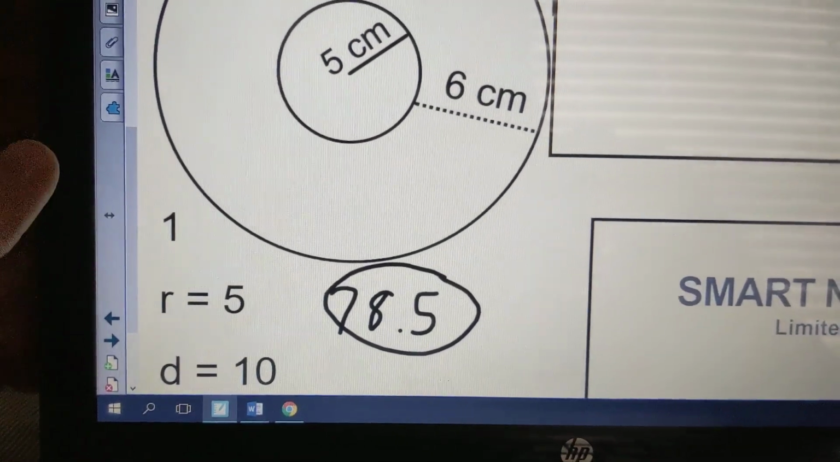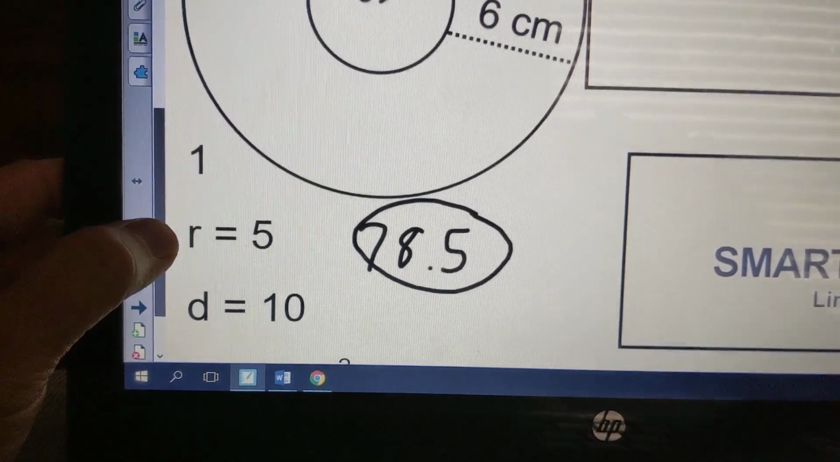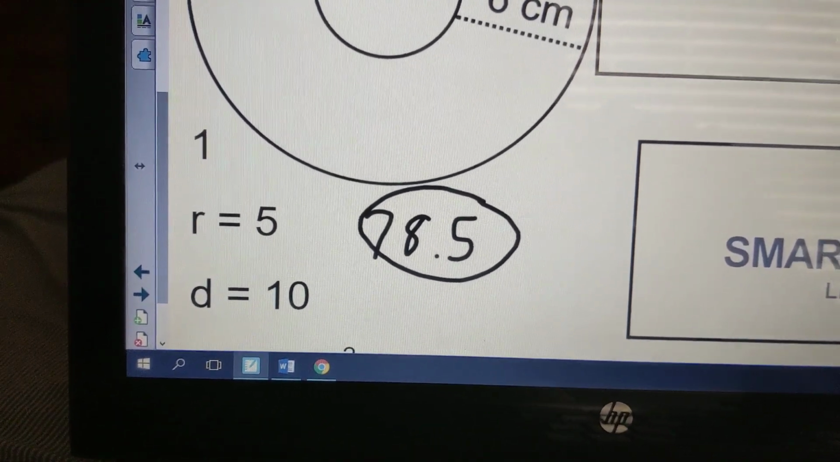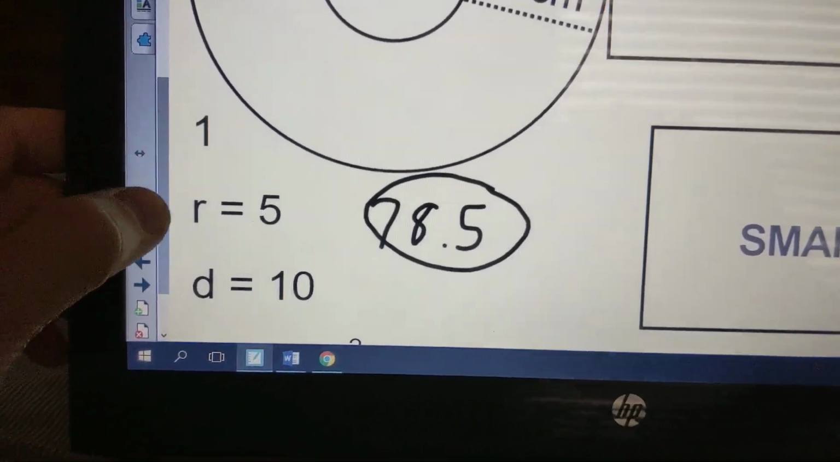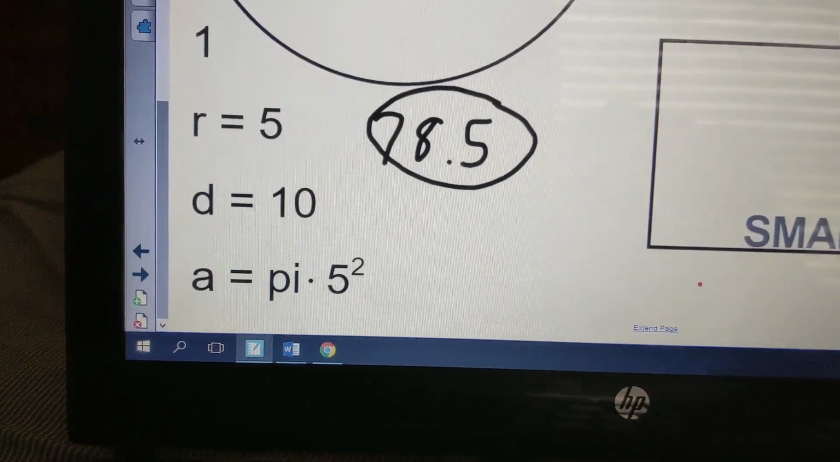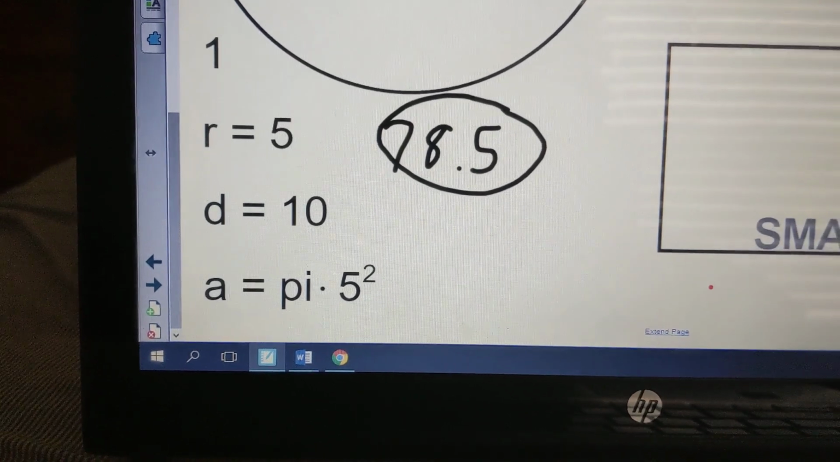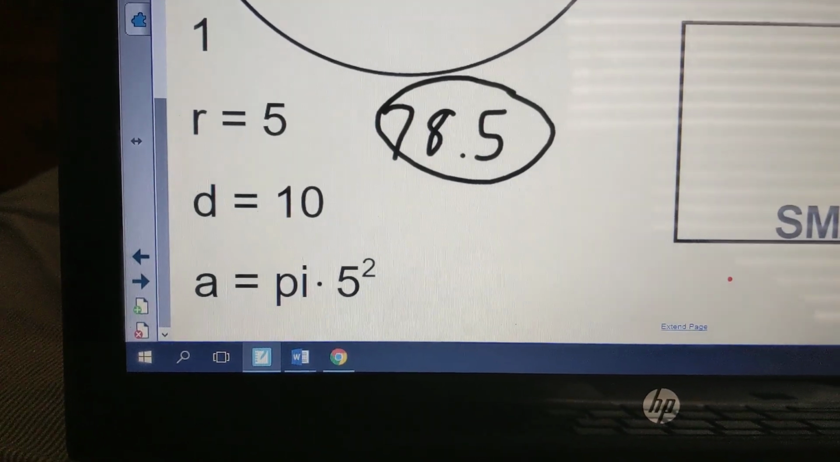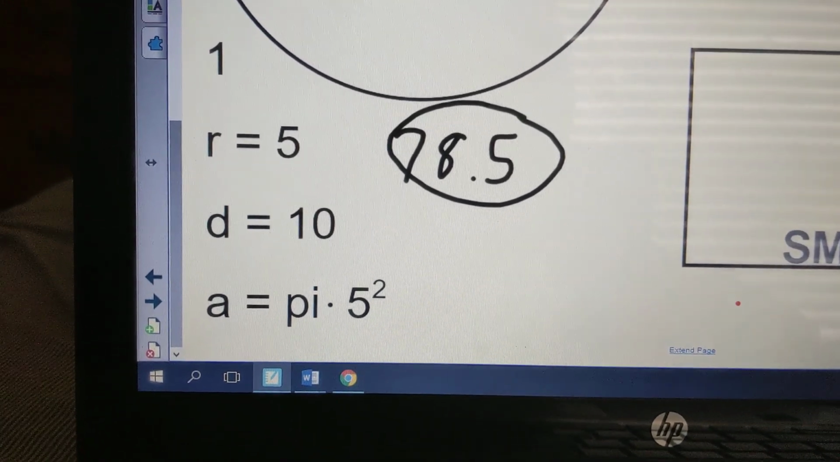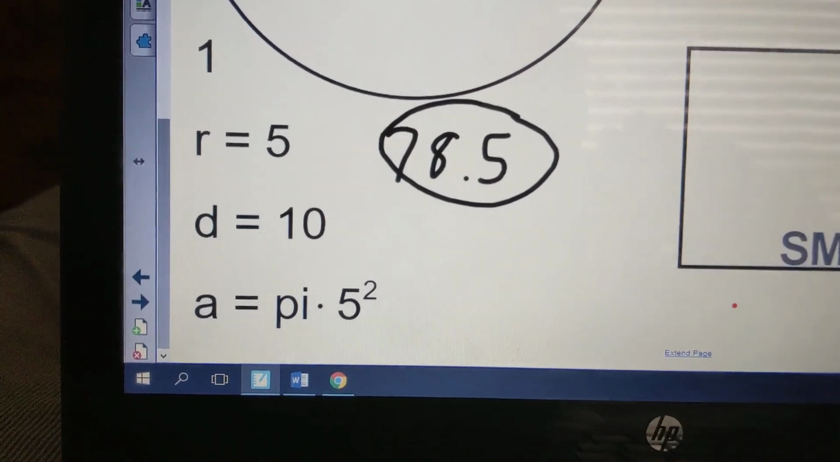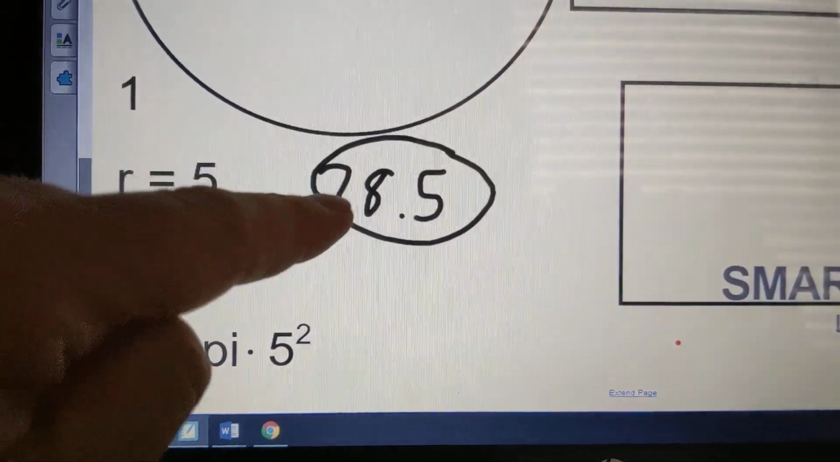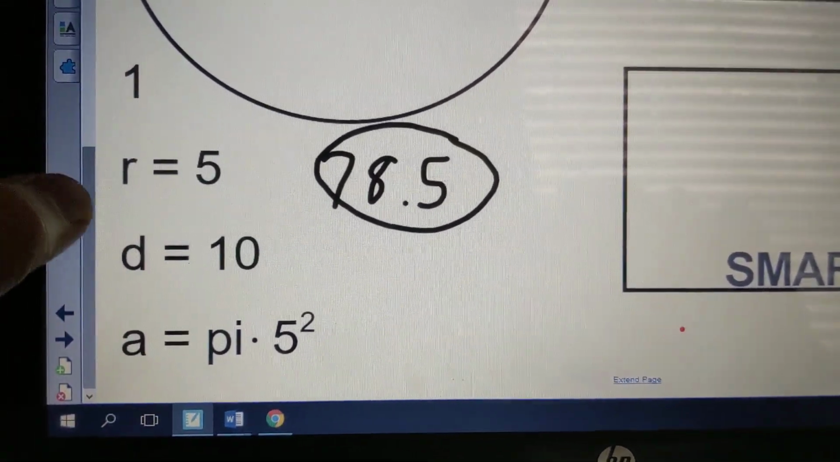Okay, circle 1, which I'm labeling the smaller circle, clearly has a radius of 5, which means it has a diameter of 10. If I need to find the difference between the areas, I need to use the formula A equals pi r squared. In this case, the radius, or r, is 5. So I'll do 3.14 times 5 to the second power. And that gives me an area of 78.5 for the first circle.